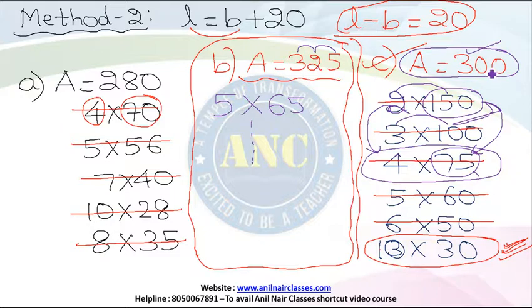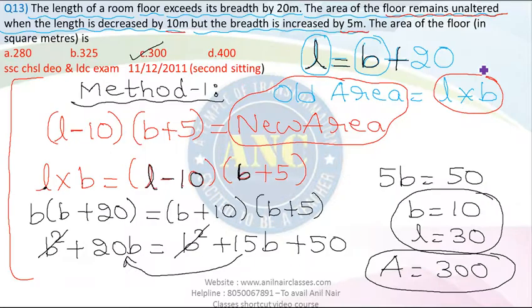Suppose 300 is not satisfying, I will be a little smart in checking for 400, but I will not check for 325, because 325 is ending with 5. All the other options are ending with 0. I believe that I am making sense for you people.